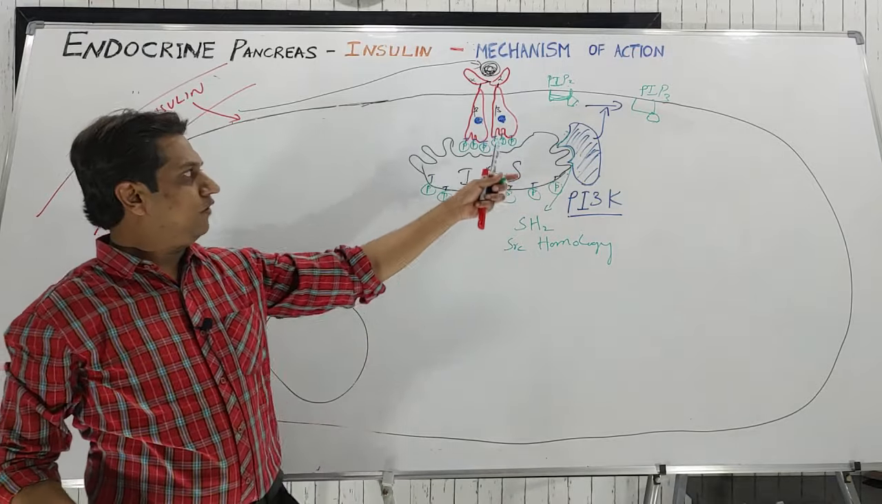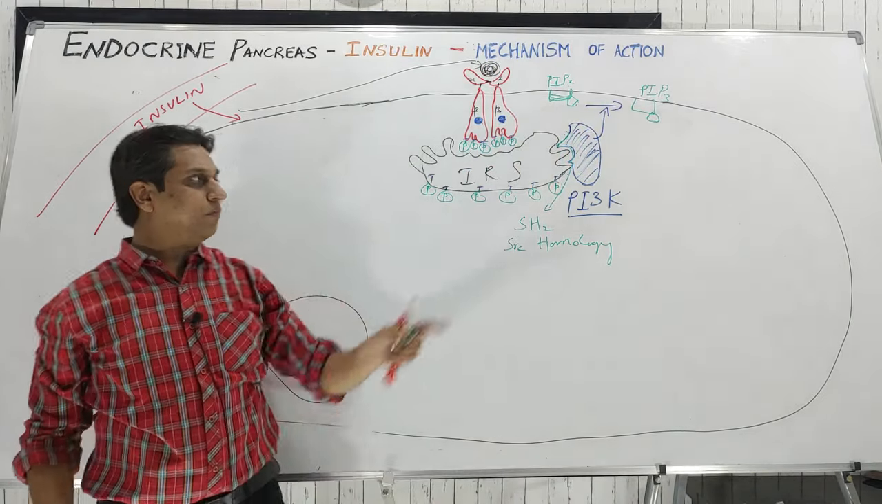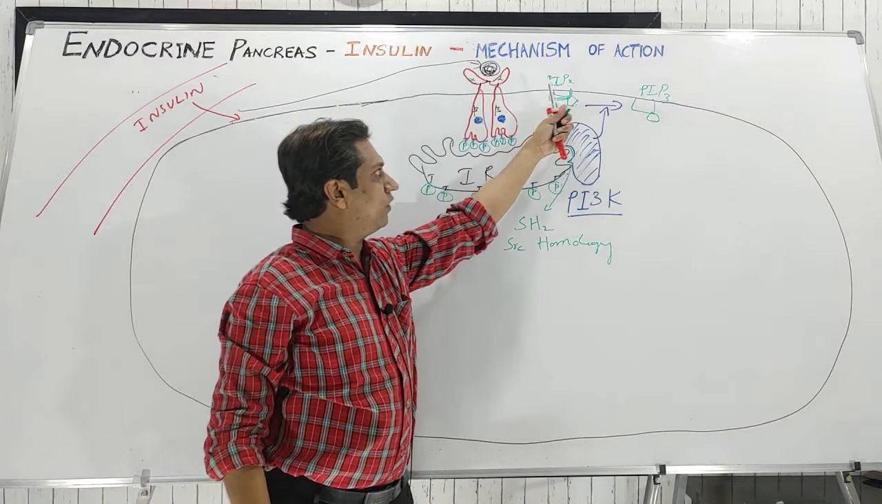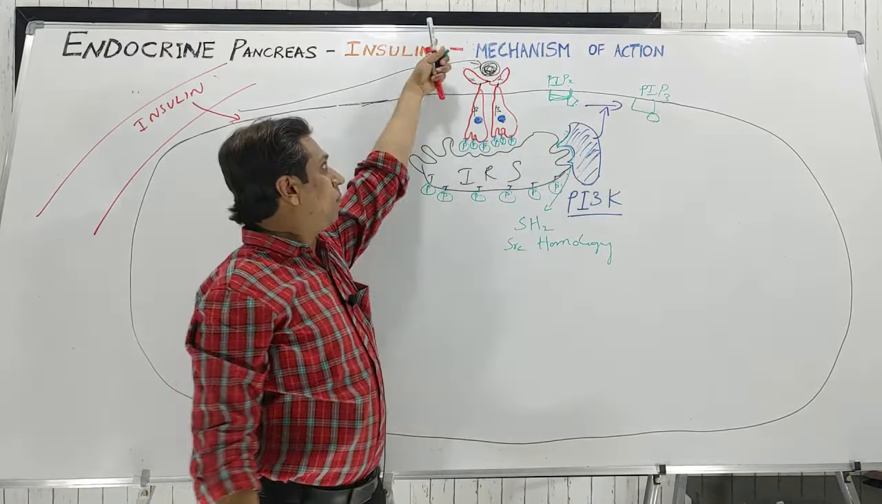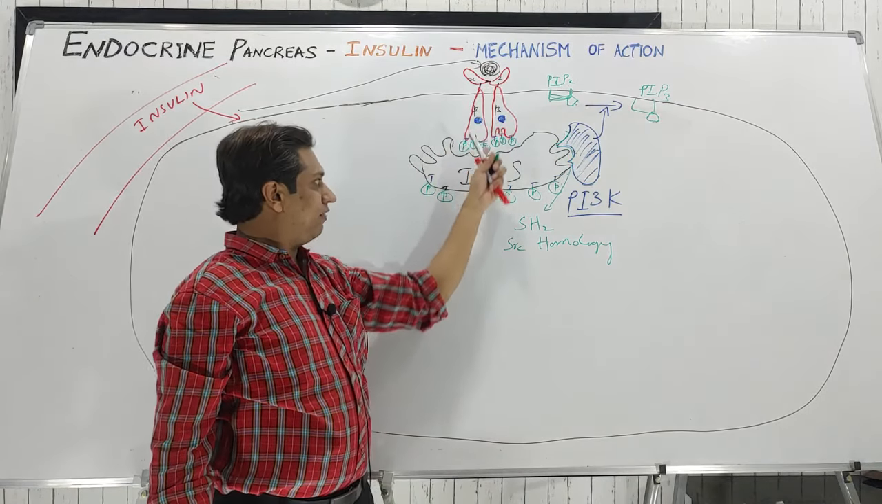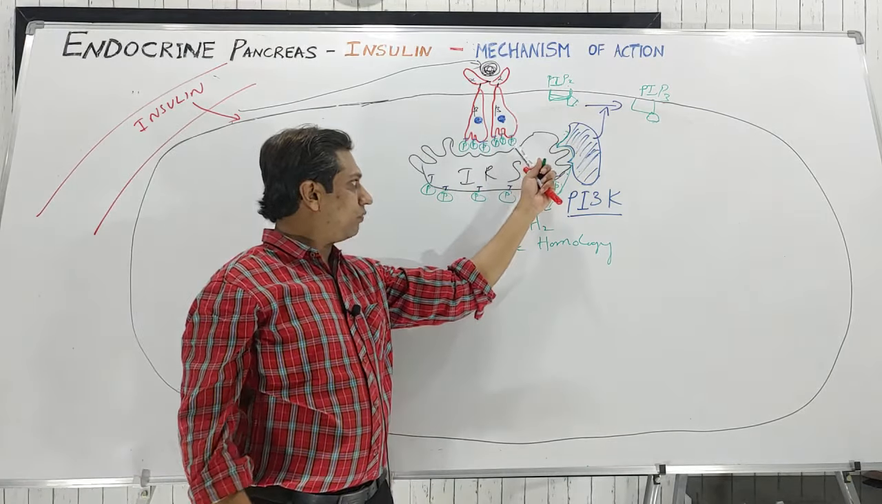That is, it will phosphorylate bisphosphate into triphosphate, that is just present in the cell membrane. Now you can see this activity is taking place within the cell membrane only. Insulin binds to the receptor, this receptor gets activated, it will bind to the insulin receptor substrate. There is a change in the insulin receptor substrate.